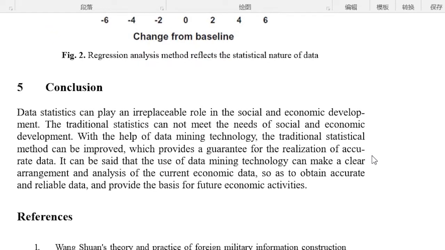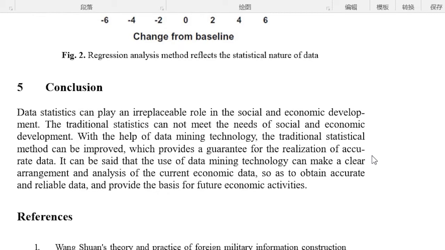Conclusion. Data statistics can play an irreplaceable role in social and economic development. Traditional statistics cannot meet the needs of social and economic development. With the help of data mining technology, the traditional statistical method can be improved, which provides a guarantee for the realization of accurate data.